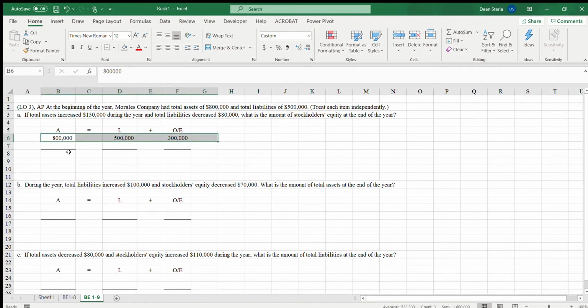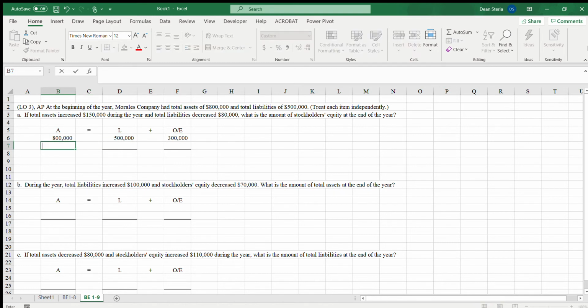Now, if total assets increased 150 and total liabilities decreased 80 during the year, we can tell that my change is going to be 230. Let's see if we're right here, because if we calculate it that way and then double check it, which we should be able to do both ways and double check this to make sure that it is what we want it to be, because it only takes a second.